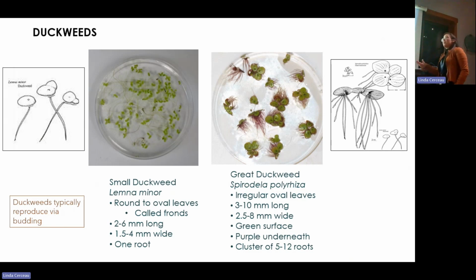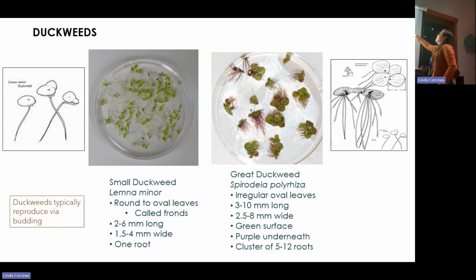It's usually intermixed with great duckweed, which we have here, which has more irregular oval shaped leaves. And you can kind of see, again, take it with a grain of salt, typically it's a purple color when you flip the leaves on their underside. And it typically has 5 to 12 roots that come off of the leaf.